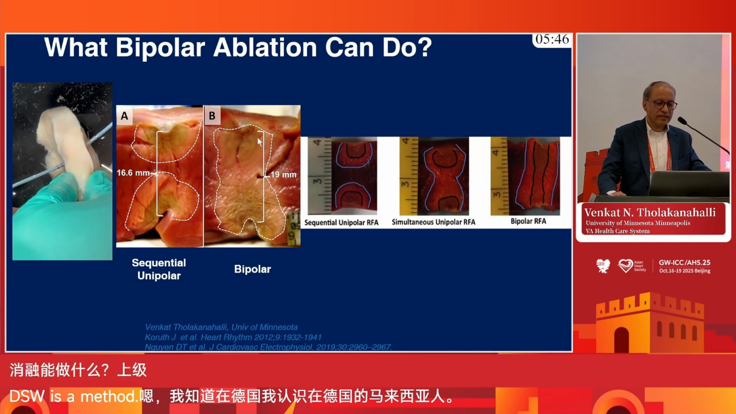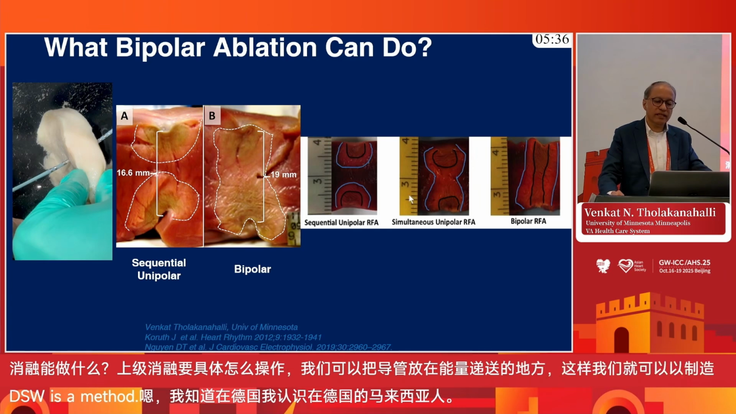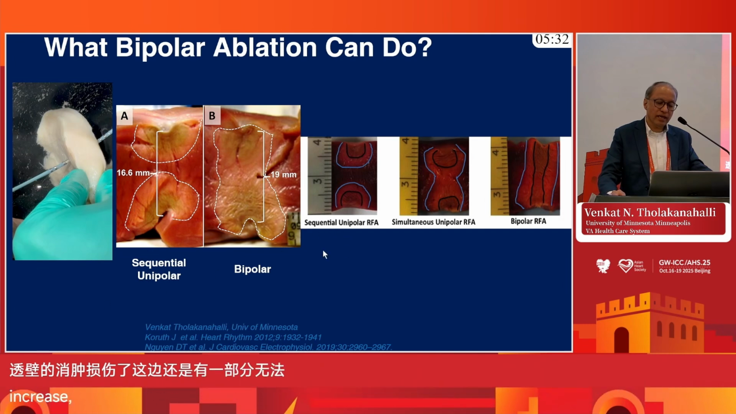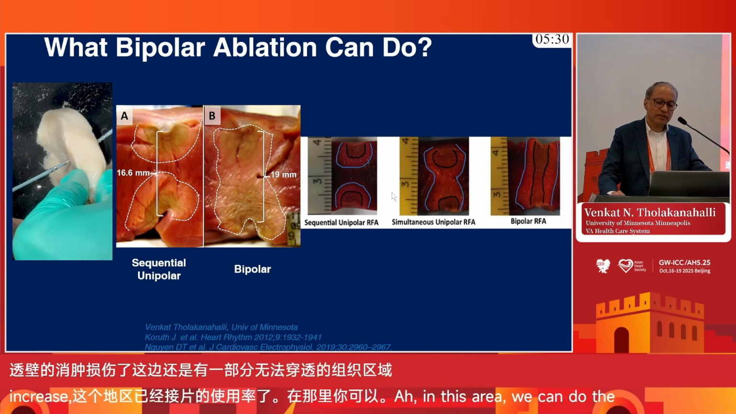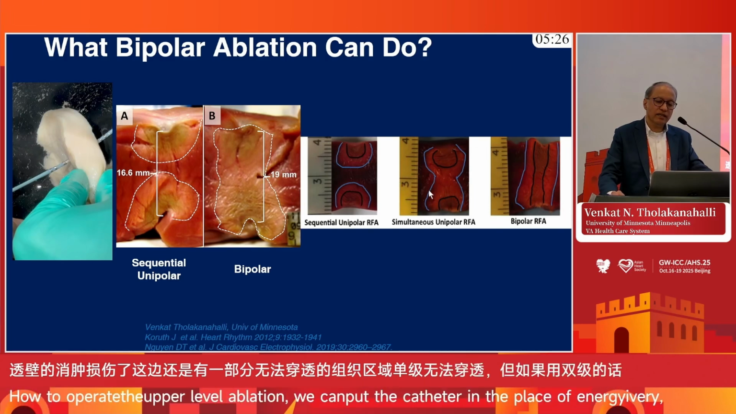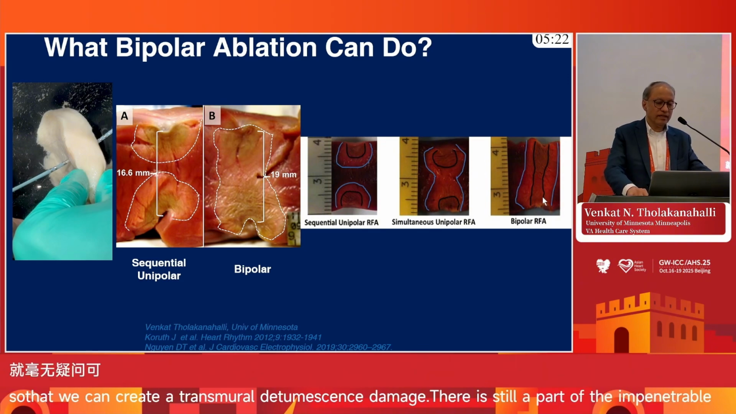By placing the catheters on either side to deliver energy, you can have a transmural lesion. As you can see in this particular case, sequential unipolar ablation still has a rim of tissue which it cannot penetrate. This was shown by Koruth et al, as well as by Wilsauer, who demonstrated that simultaneous versus sequential still leaves an area where you cannot really penetrate, but bipolar ablation does penetrate this area.